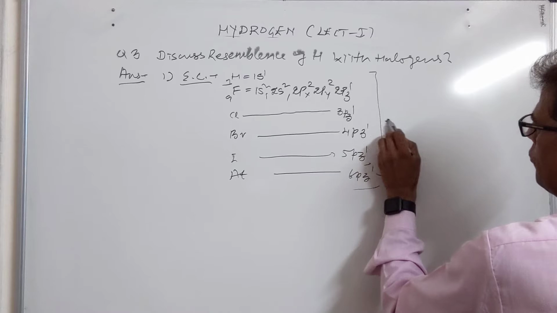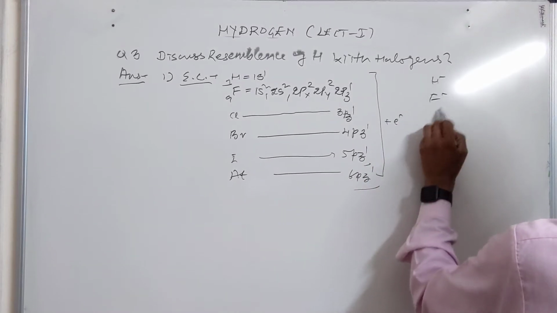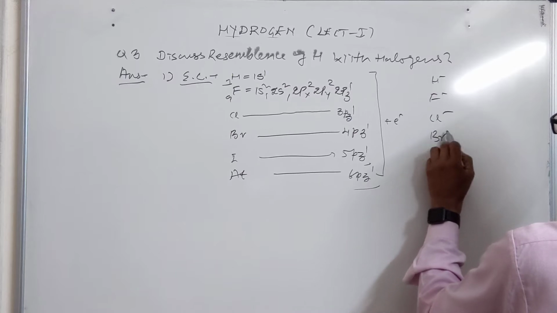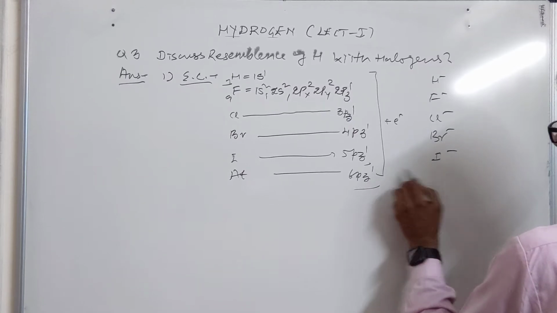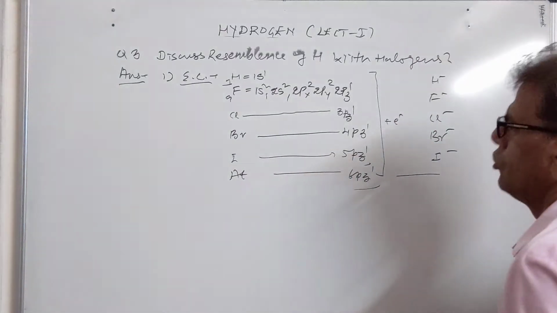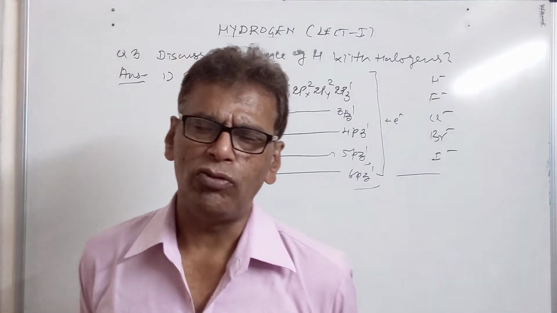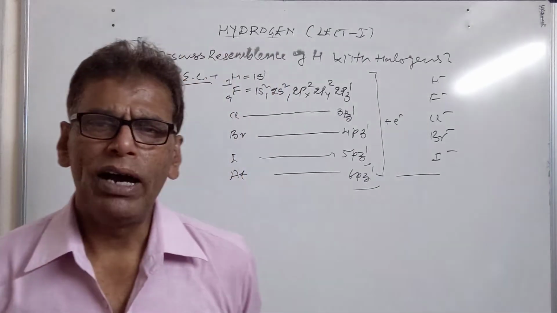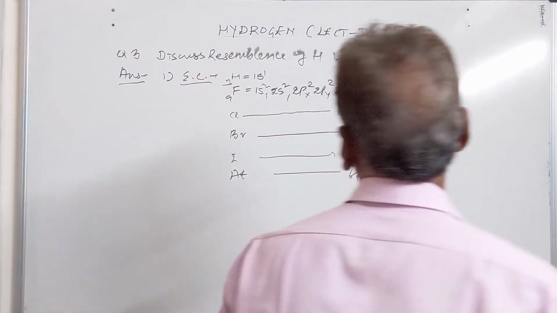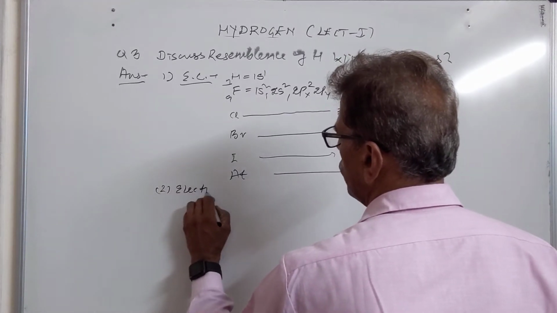If they are getting one electron each, then we get hydride, chloride, bromide, iodide. Just like halogens, hydrogen is capable of forming an electronegative ion by accepting one electron. So this characteristic shows the electronegative character of hydrogen.